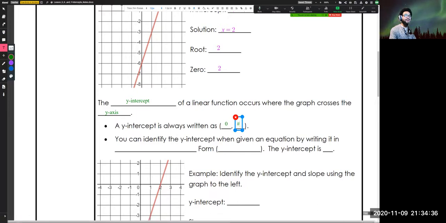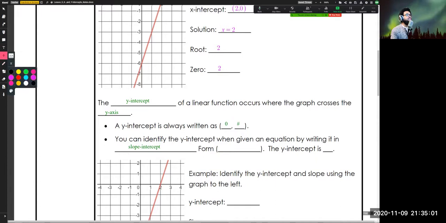And you can identify the y-intercept when given an equation by writing our equation in slope-intercept form. That's just going to be y equals mx plus b. In case you don't remember, I want to put that one in red because that's an important one. Y equals mx plus b. This b here is going to be our y-intercept.